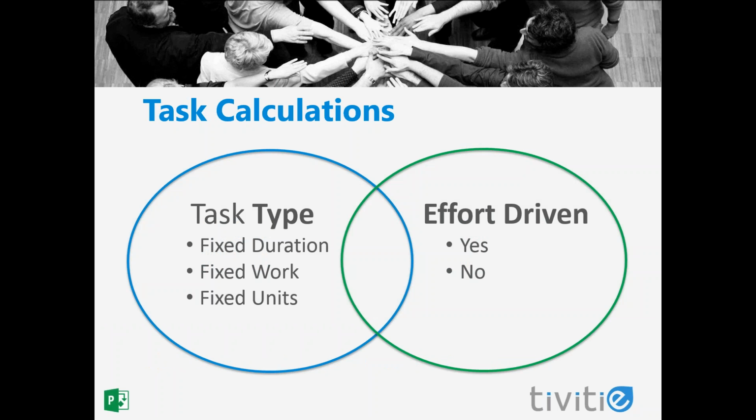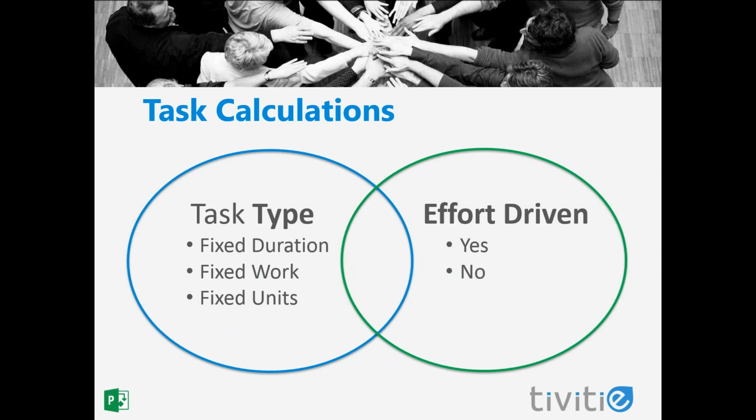Tasks are calculated using the values in 2 task fields. There's type, which is sometimes referred to as task type, and effort driven. Type can have one of 3 values: fixed duration, fixed work, or fixed units. Whatever you fix, Microsoft Project will hold constant and will not change it. Effort driven is a flag field that can be set to either yes or no.